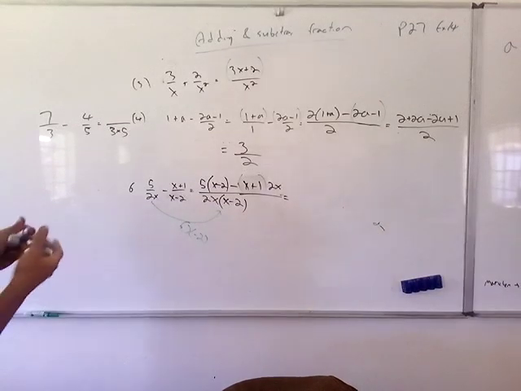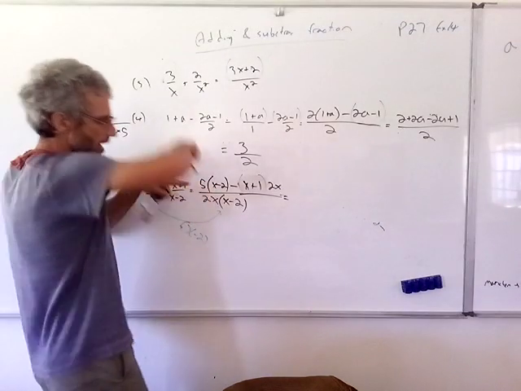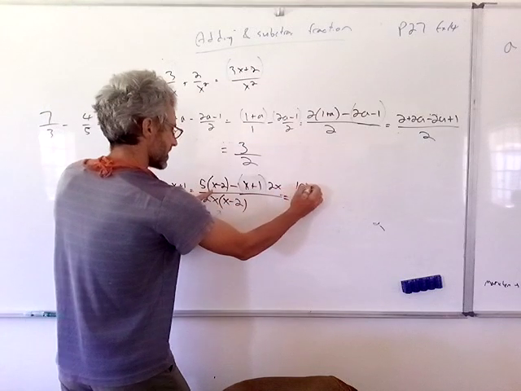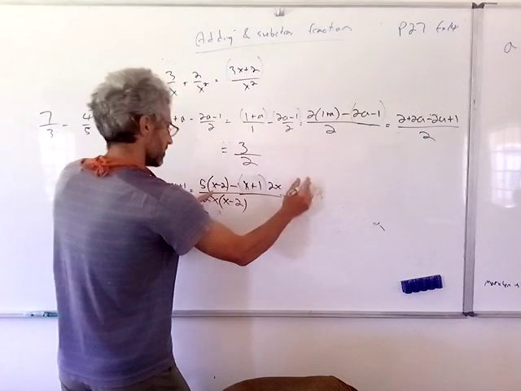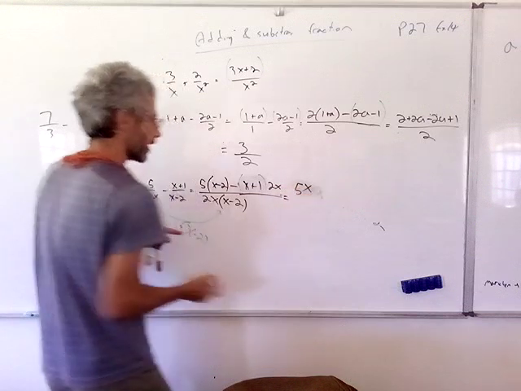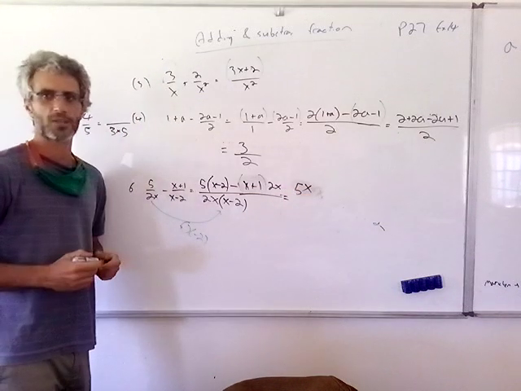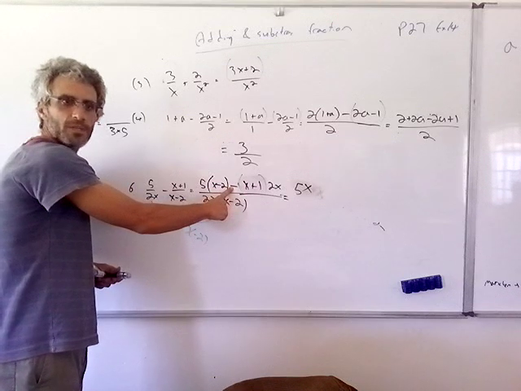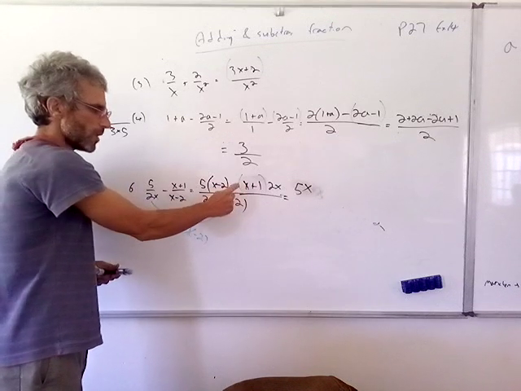Okay, the video is getting a bit longer, so let's get on. Now we just need to open everything. So I've got 10x, sorry. So, cross cancel? I can't cross cancel. Why can't I cross cancel? Because that's not times, not a multiple. It's minus. So I still have a minus.